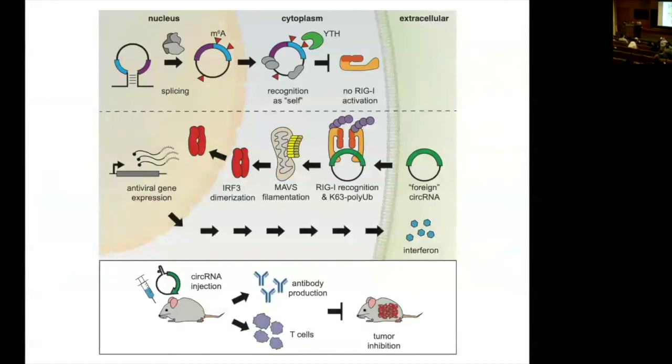Okay, thank you. Questions? Is there a genetic way to prevent the formation of circular RNAs? And if so, has that gene been found to be altered in disease processes?